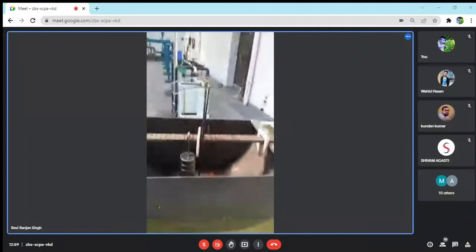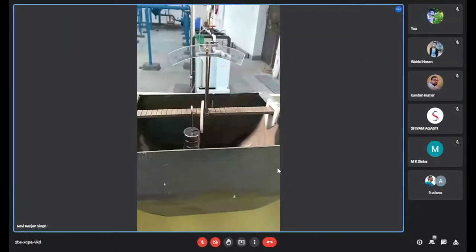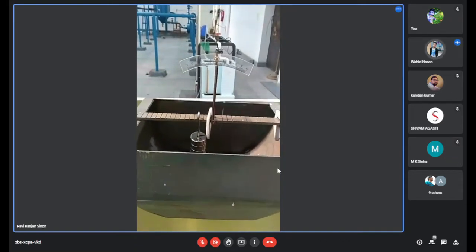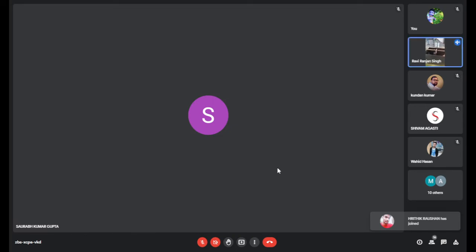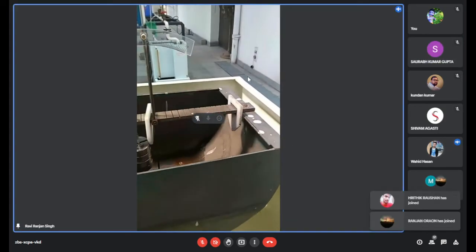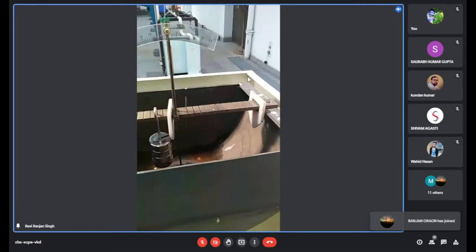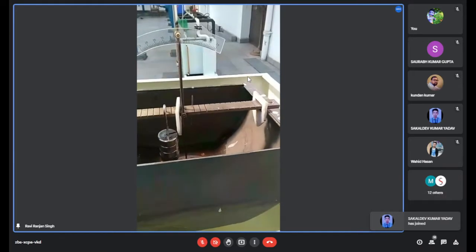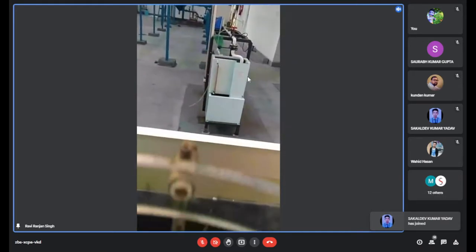This is the ship model. Is it visible to everyone? Yes, sir. Is it clearly visible, or is it according to your internet? If the internet is fast, then it will be clearly visible. Okay. So here it is.